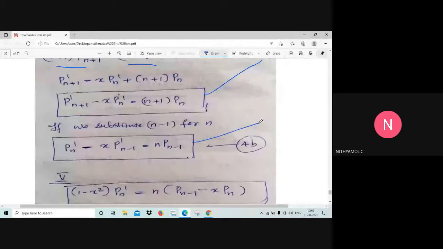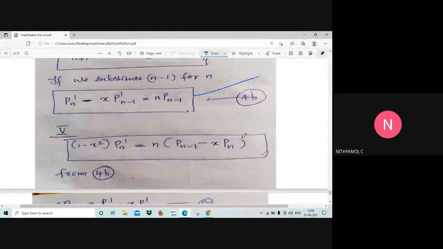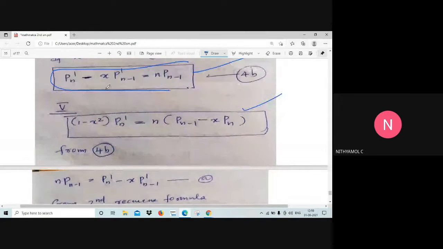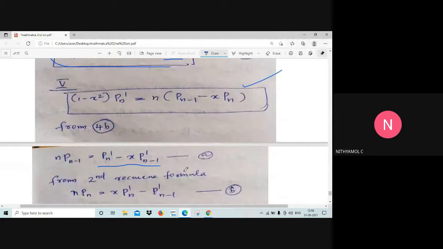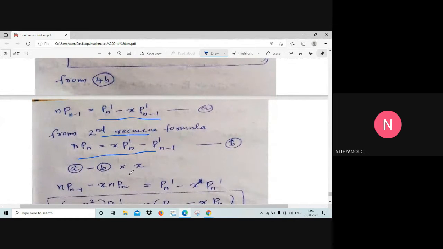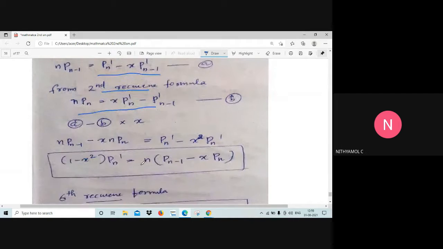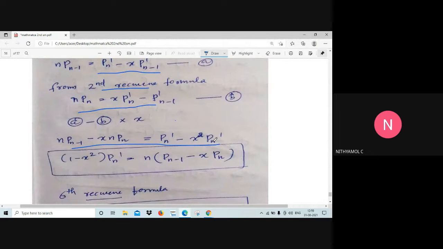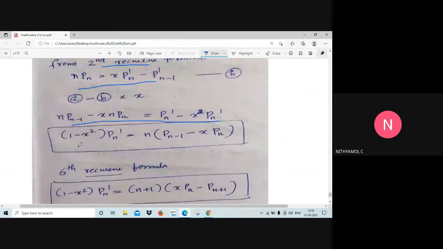Now the fifth recurrence formula is this one. So we start from equation number 4b. Okay, from 4b, n Pn minus 1 is equal to Pn prime minus x Pn prime Pn minus 1 prime. Okay, from the second recurrence formula, this is our second recurrence formula. Subtract a minus b and multiply with the x. Just subtracting and multiplying with the x. Then we get this recurrence formula.